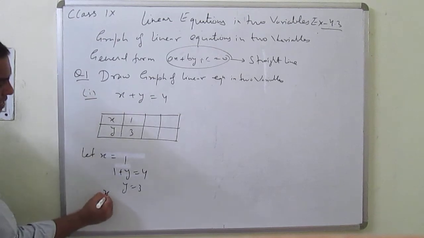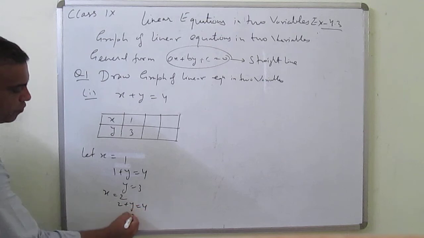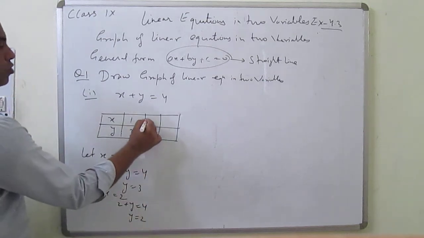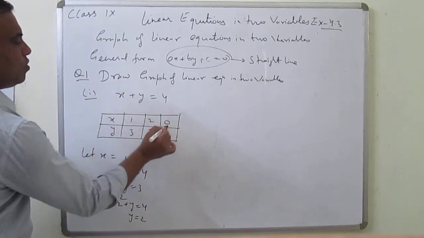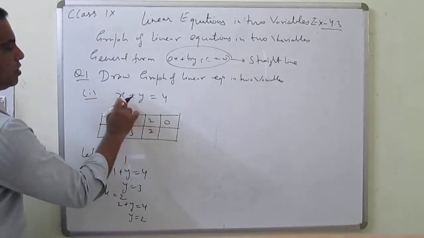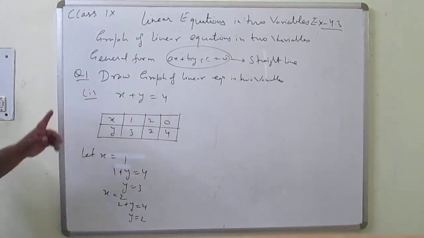Now I will take x is equal to 2. So 2 plus y is equal to 4, so y is equal to 2. Now I will take another point, say 0. If I take x is equal to 0, then y is equal to 4. Now plot these points in the graph.